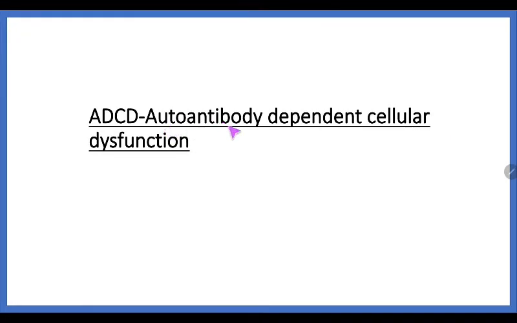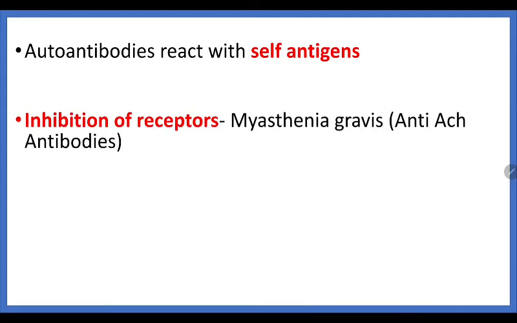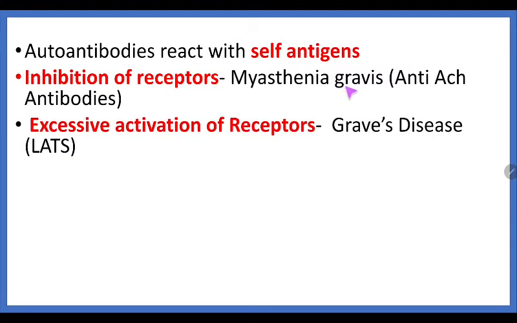Coming to ADCD, ADCD is autoantibody dependent cellular dysfunction. What is this autoantibody dependent cellular dysfunction? First, autoantibodies will react with the self antigen. One typical example is myasthenia gravis, as we all know. But what is actually happening is these autoantibodies can either inhibit the receptor or excessively stimulate the receptor. If it is inhibiting the receptor, the classical example is myasthenia gravis, wherein the autoantibodies are anti-AChR antibodies. In case of excessive activation, again a classical example, Graves' disease, that is thyrotoxicosis. So here LATS is one of the autoantibodies.